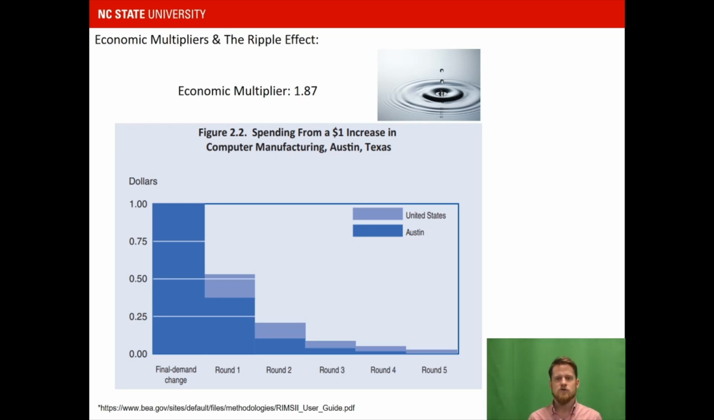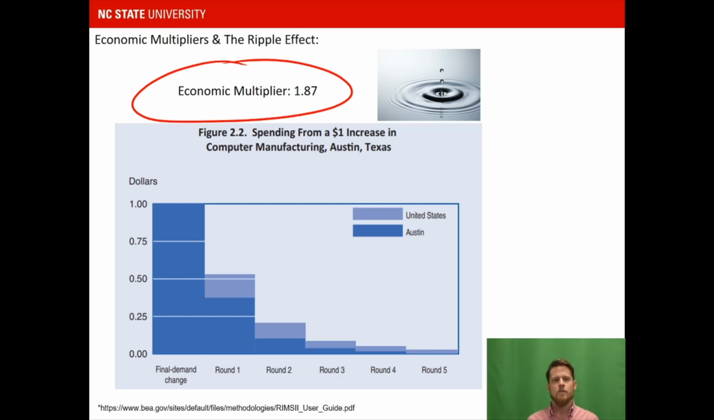Okay, so now let's try to dive deeper into this economic ripple effect, so to speak. The way that economists calculate the economic impacts of a business or an economy, they use these multipliers shown here. Okay, so 1.87. What that means is that for every dollar that is spent on a good or a service, that dollar spent creates an additional 87 cents of economic activity that ripples through the economy.